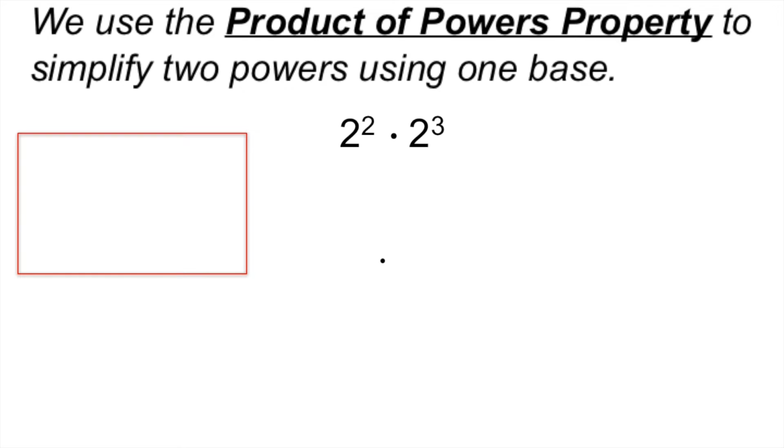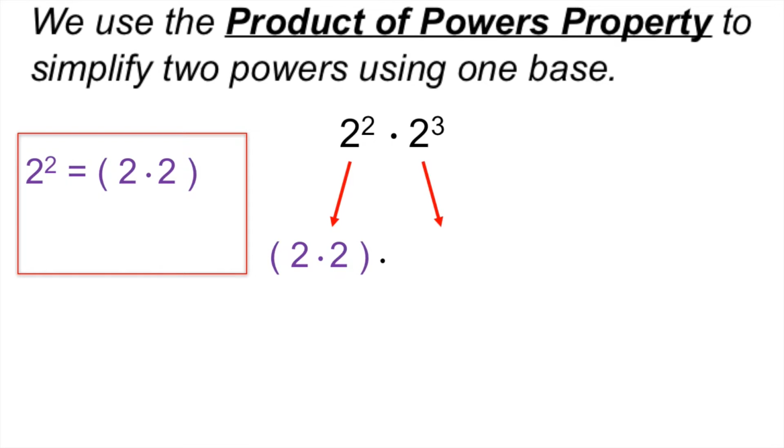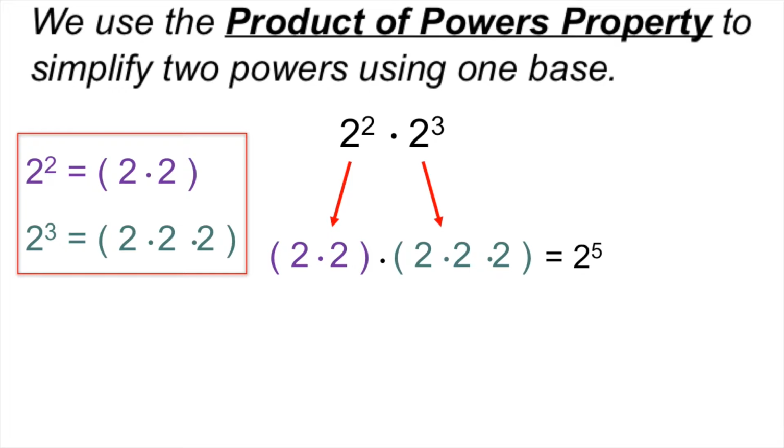We use the product of powers property to simplify two powers using one base. So 2 to the second power times 2 to the third, we can simplify this by expanding each power. 2 to the second can be rewritten as 2 being multiplied to itself 2 times, and 2 to the third can be rewritten as 2 being multiplied to itself 3 times. And in total, we have 2 being multiplied to itself 5 times.